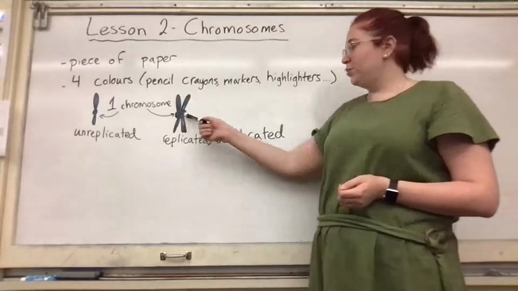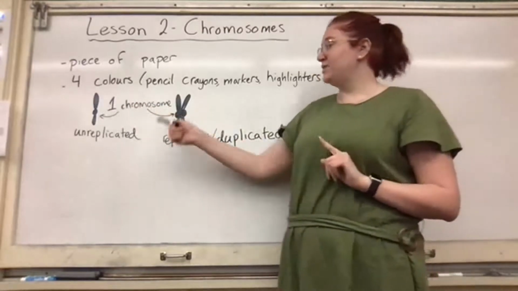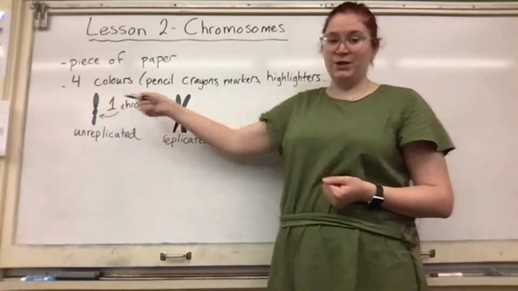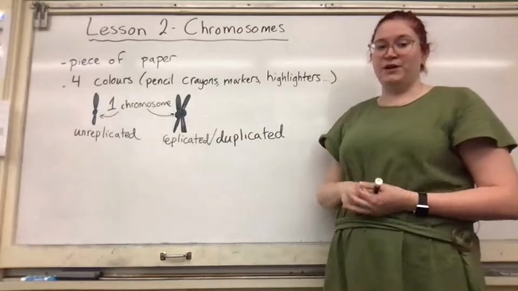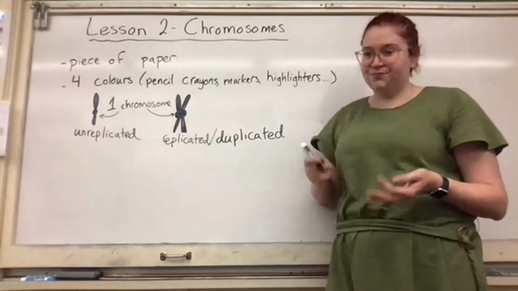It's important to note that both of these are referred to as one chromosome. Okay, it has the same genetic information. So here it just has one copy of the genetic information. Here there's 2 copies of the genetic information. Okay, so I hope that's clear.